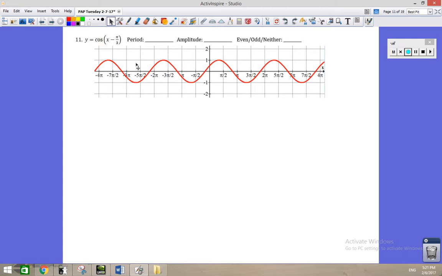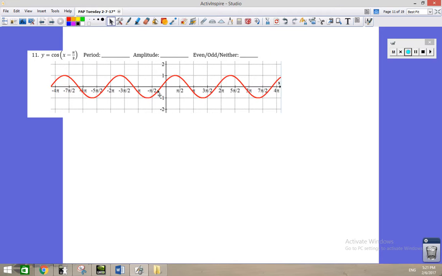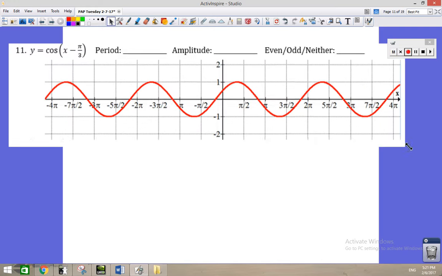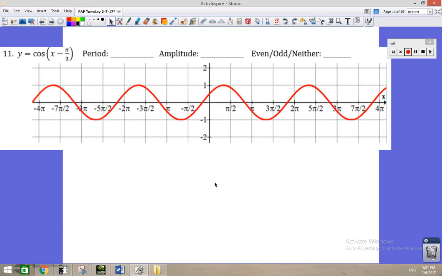All right, we're getting near the end here. Boy, this is lagging and it's not cooperating very well.